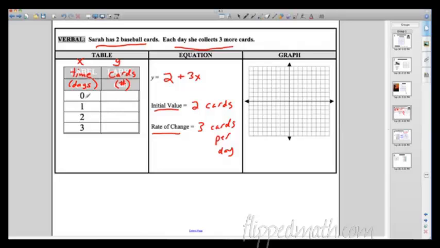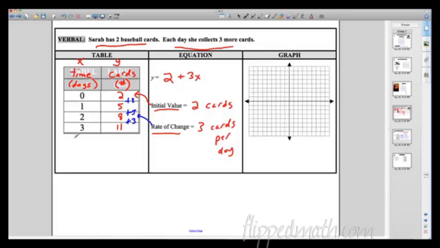At day 0, how many cards does Sarah have? She has 2 cards. Excellent, because she started with it. If you check it out, that's my initial value right there. On day 0, she has 2 cards. After 1 day, she gets 3 more cards, so she has a total of 5 cards. After 2 days, what happens? She gets 3 more cards, she's at 8. 3 days, 3 more cards, she's at 11. And maybe you can notice that there's a pattern here. What's happening every time? We're adding 3, plus 3, plus 3, plus 3, or really that's the rate of change. How much is it changing each time?